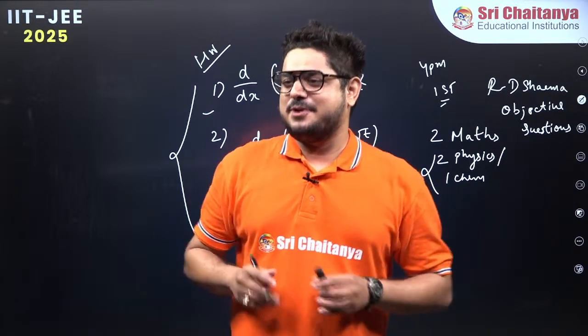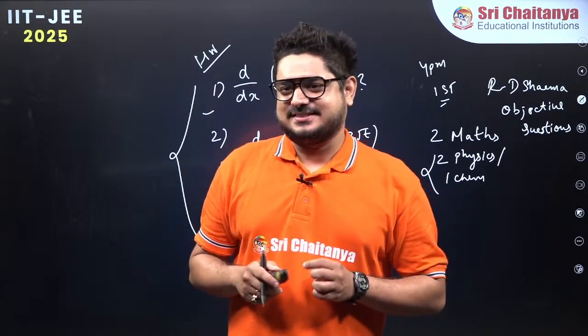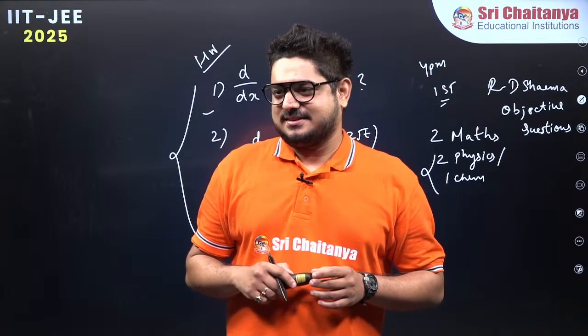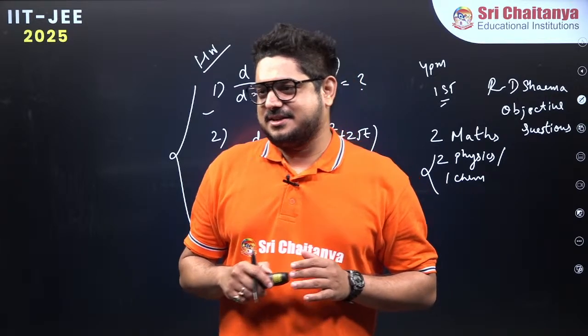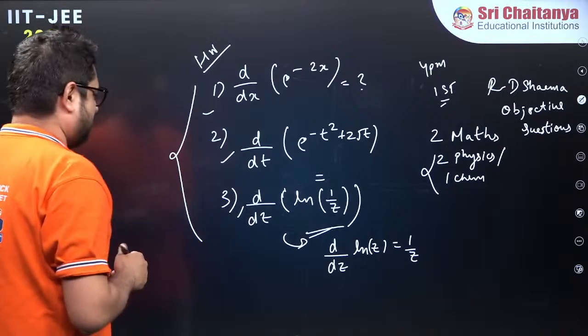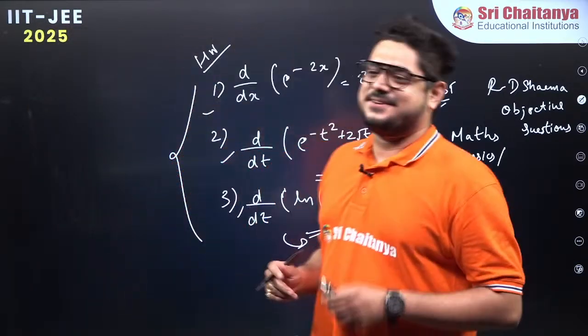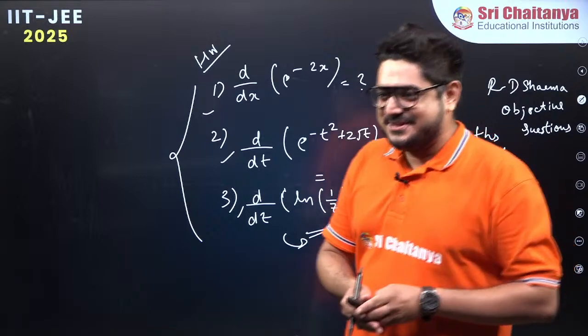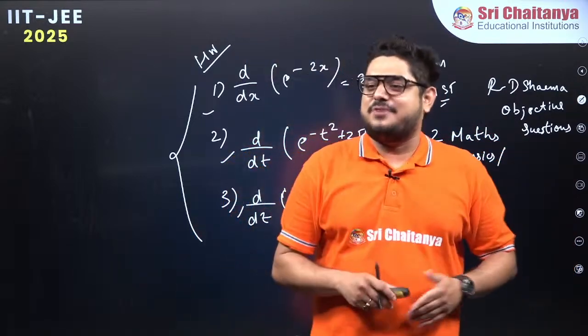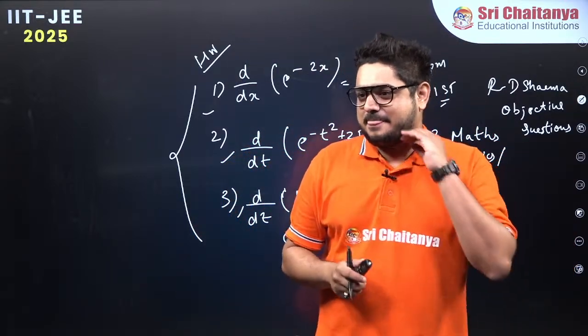Yes, hello everyone. Is the third one minus 1 by z? Minus 1 by z square, ln of 1 by z should be the answer. Okay, I have given the answer here. Minus 1 by z square ln of 1 by z should be it.